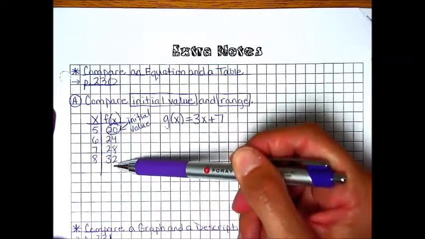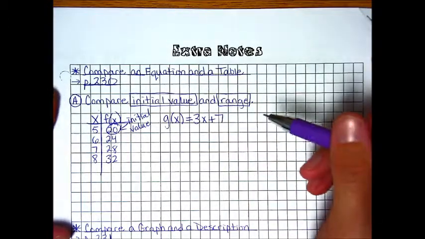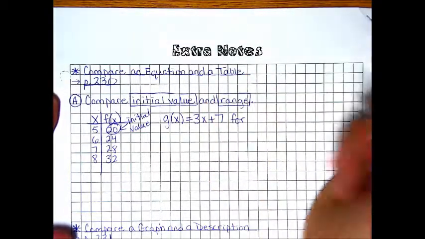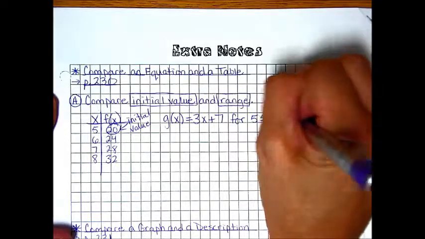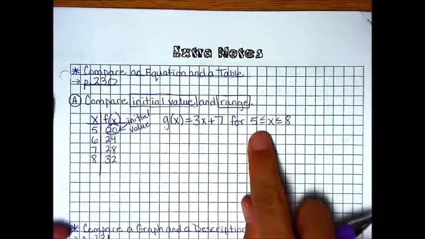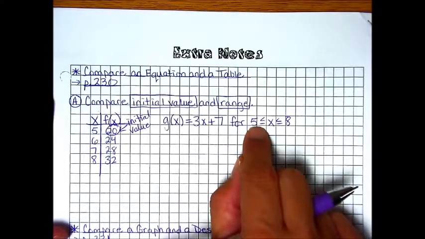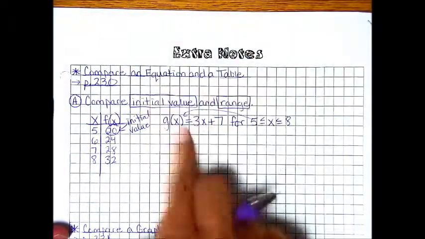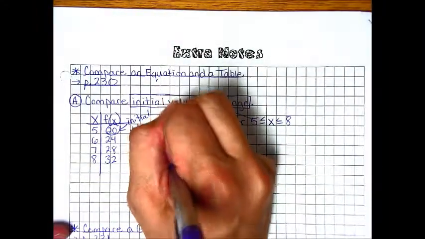y values. For g of x, you have to put in a little bit more effort because they say that it's for the domain 5 is less than or equal to x is less than or equal to 8. So you have to know that to get the initial value, 5 is the smallest number you could plug in. You literally have to plug a 5 in here and figure out what we would get if we did plug in a 5 for x. So I'm going to write that work down to show you.